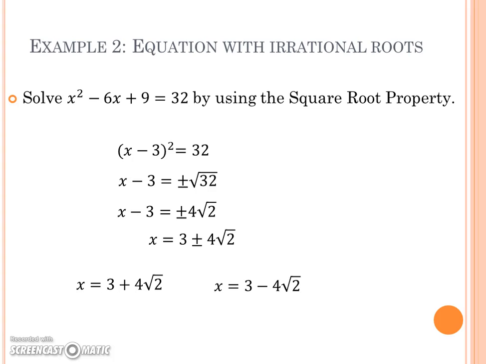And these would be our answers if we want them in exact form. If we want to simplify, we approximate by saying 8.7 or negative 2.7.